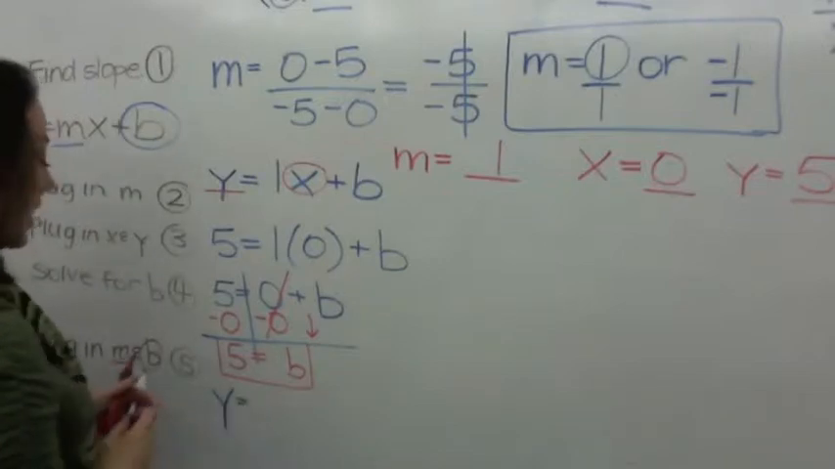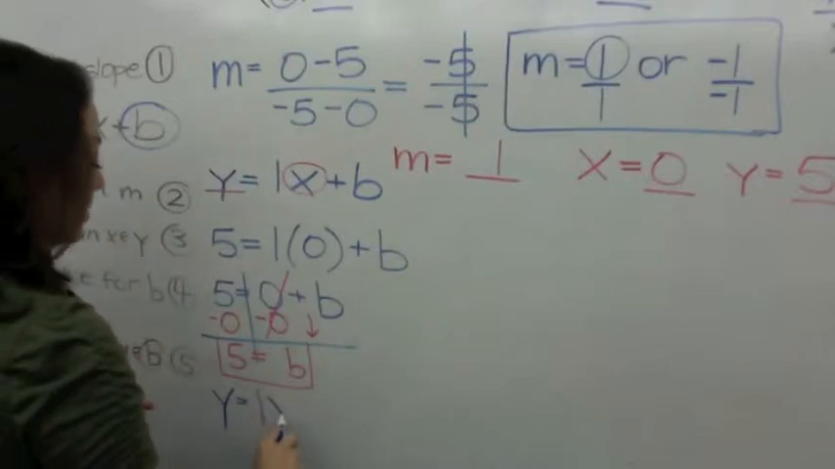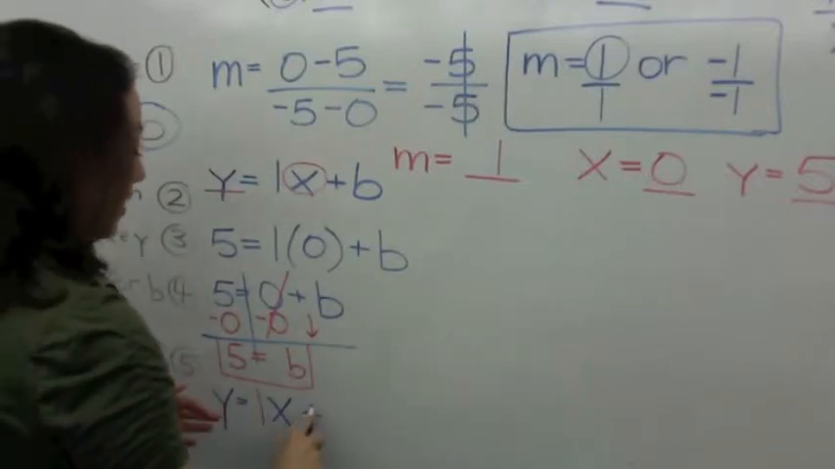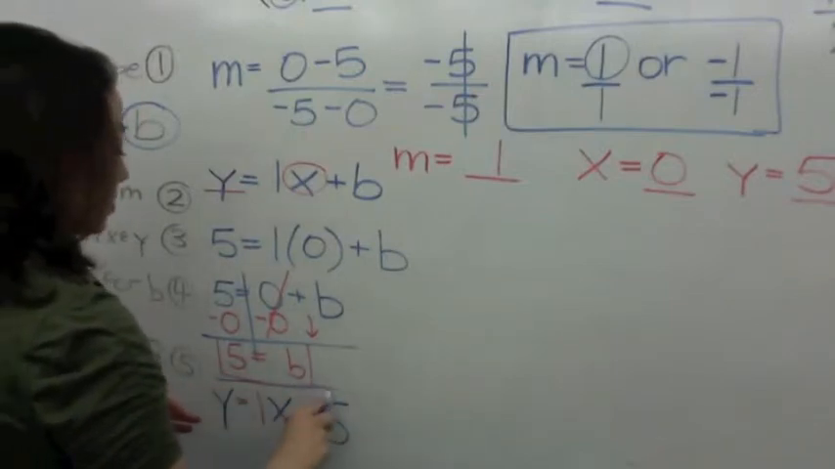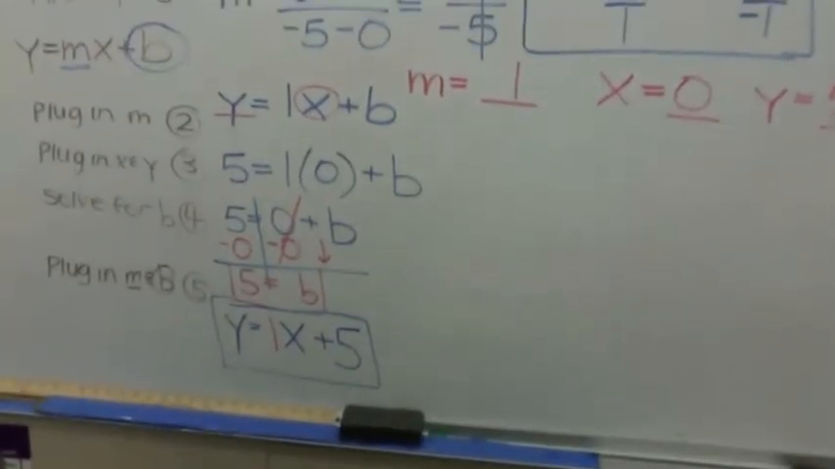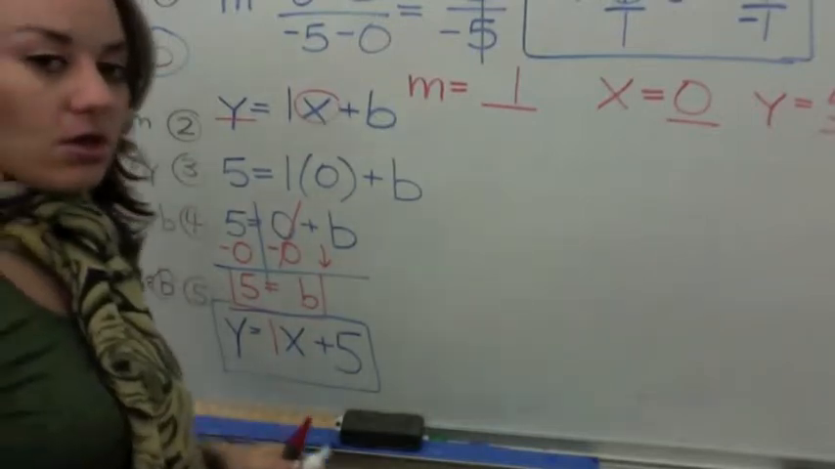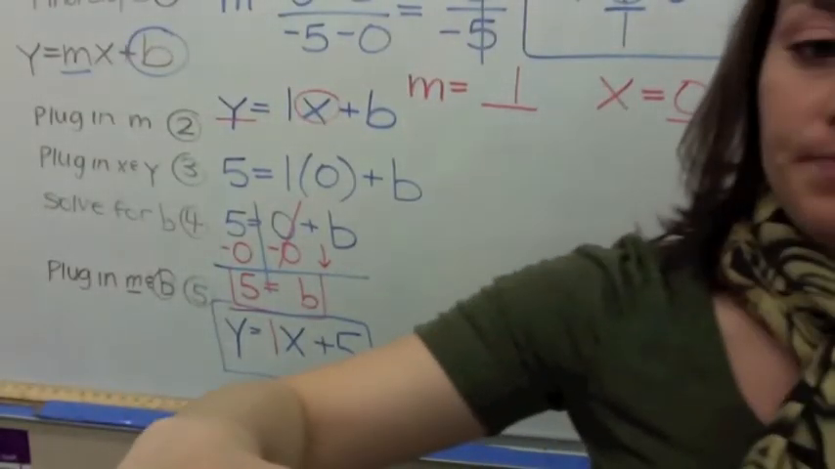So we're going to plug in m and b. Y equals, again, m is 1, okay, 1x, and it's invisible. It doesn't have to be there, right? Y equals 1x, and what is the y-intercept? The y-intercept is 5. So for step 5, this is the equation that you must write, okay? It's y equals 1x plus 5, okay?